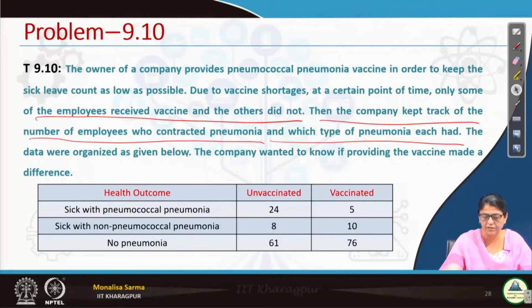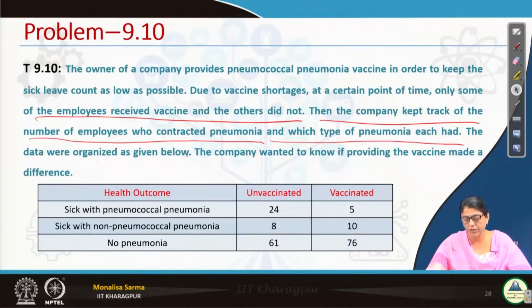The data were organized as given below. The company wanted to know if providing the vaccine made a difference. That means, by taking the vaccine, does it have any effect on the occurrence of pneumococcal pneumonia? Do we have fewer cases of pneumococcal pneumonia, or do we have the same number whether having the vaccine or not?